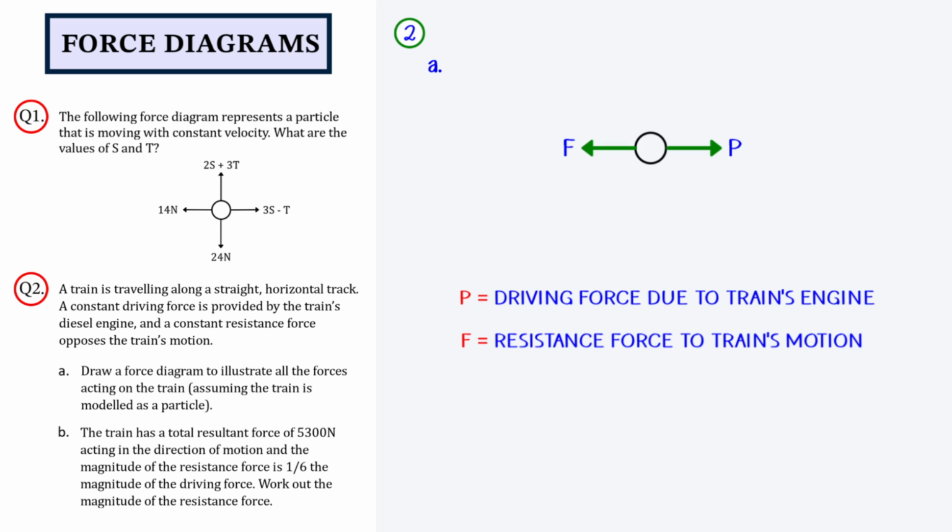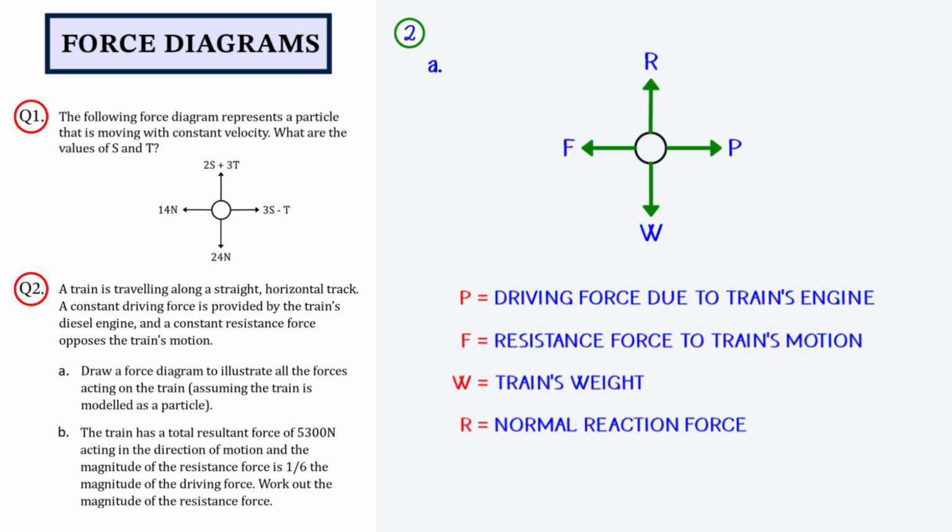Next, draw a vertical arrow acting downwards to represent the force of gravity acting on the train, or in other words, the train's weight, and we can label this force as W. And finally, draw a vertical arrow acting upwards to represent the normal reaction force acting on the train by the ground, and we can label this force as R. Okay, so we've now completed the force diagram because it shows all of the forces acting on the train, and so that answers part A.